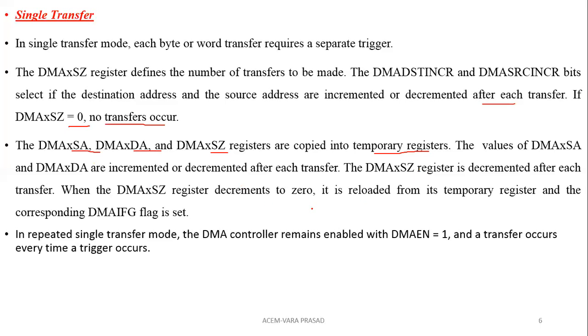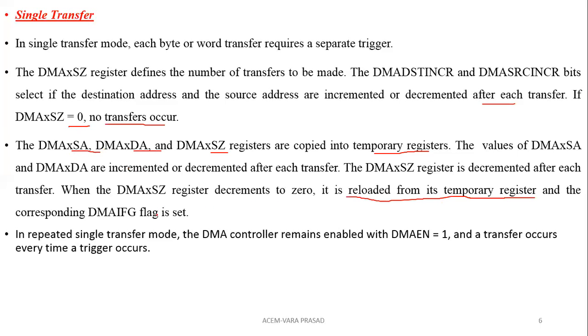If SZ is 0, then it is reloaded. To reload, we need the addresses again. Where are those addresses available? They are available in the temporary registers. Whatever data you have to transfer, if you want to transfer it again, the same addresses will be copied into the SA and DA registers.